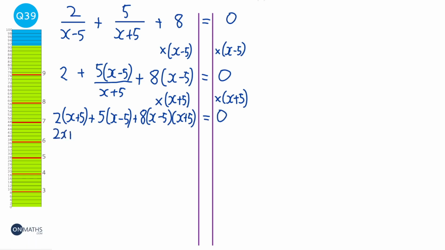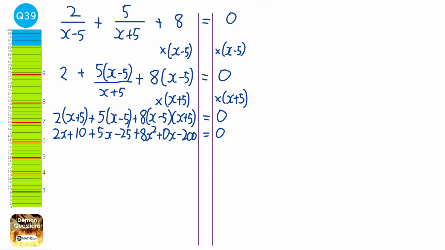So we're left with 2x plus 10 plus 5x minus 25 plus 8x minus, that's a quadratic, so that will be plus, let me try and work it out quickly, it was 8x squared plus 0x minus 200 equals 0. Now notice here in the brackets it's a difference of 2 squares. You've got an x minus 5 and an x plus 5, and a difference of 2 squares ends up with the coefficient of x being 0. So that's not really a surprise.